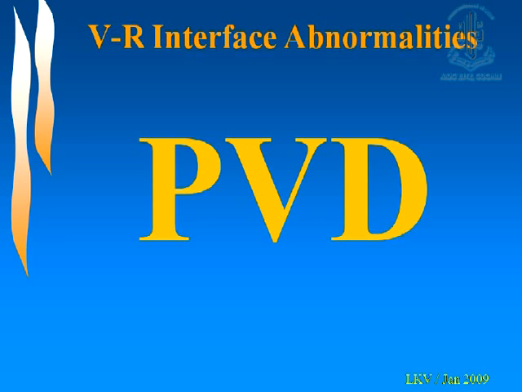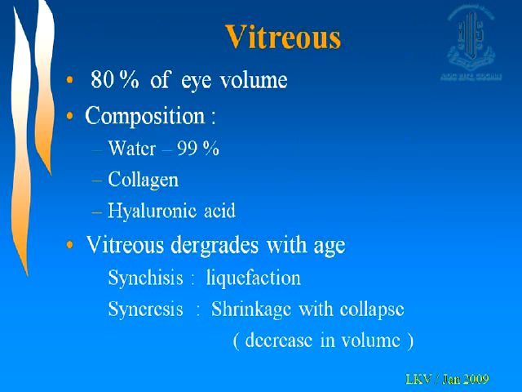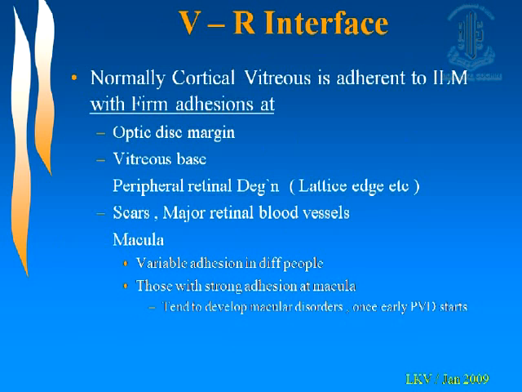To understand the interface pathologies, the concept of PVD has to be understood. This is important because it has undergone a sea change in our thought process. We know about this anatomy of vitreous. Normally, this cortical vitreous is adherent to the ILM with firm adhesions at the disc margin, base, vessels, and variable adhesion at the macula. At the edge of the perifovea it is densely adherent, then it may be weakly adherent in between.